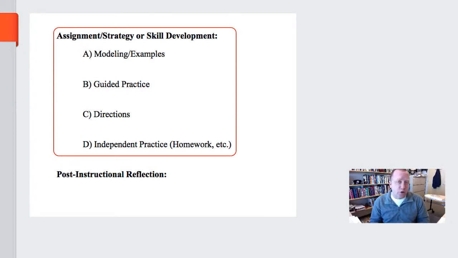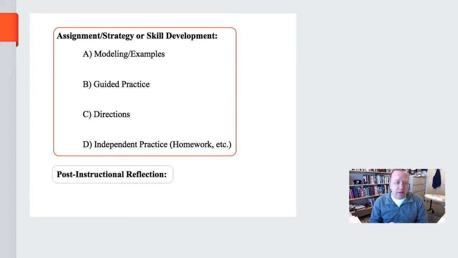Let's say, for instance, that you're going to ask students to write an introduction in class. That's going to be one of your objectives. Well, you want to model that for them, give them some examples, walk them through the process of writing a good introduction, practice with them, and then allow them some independent practice, and you'll give them some directions with that.